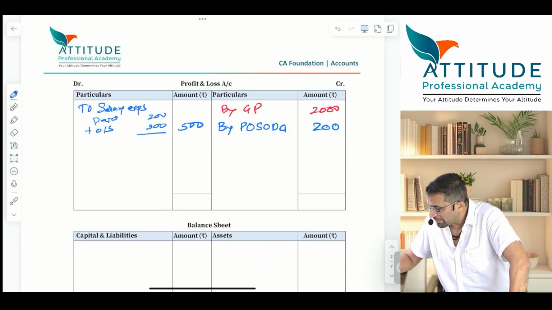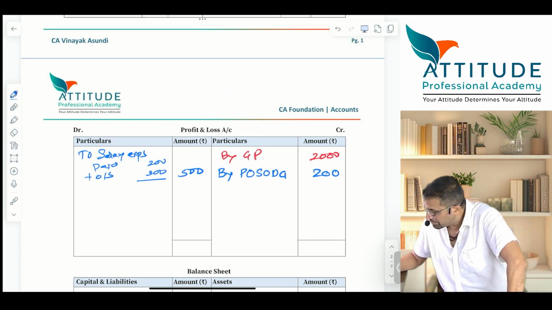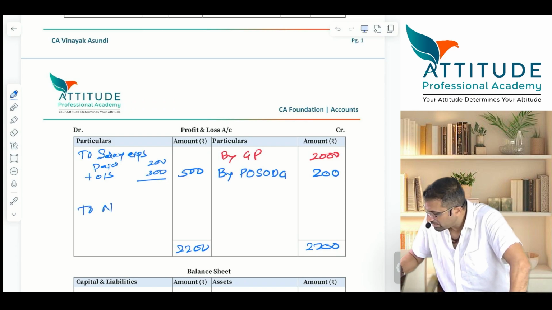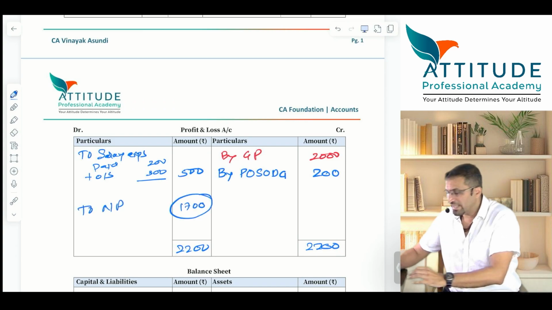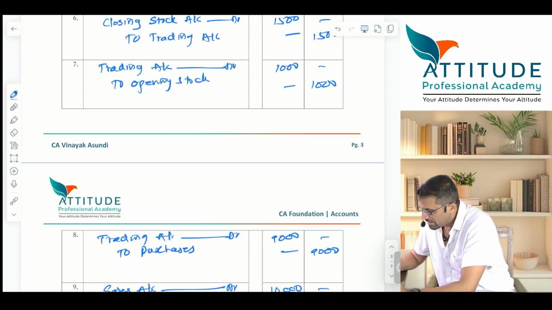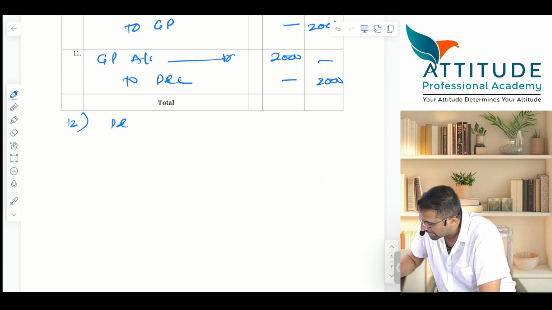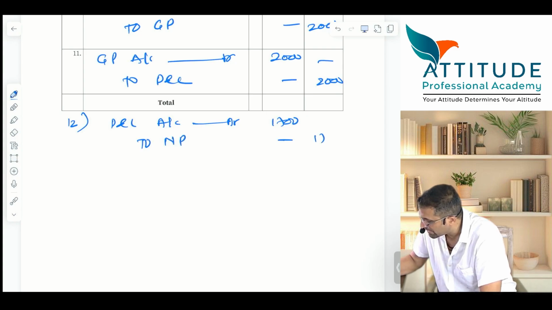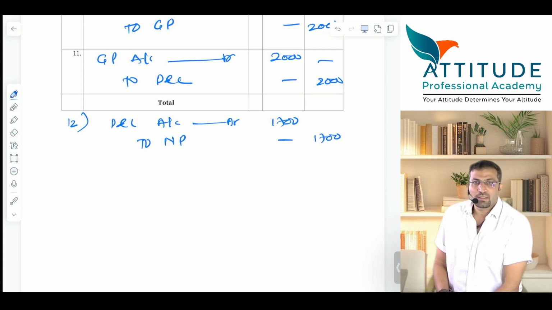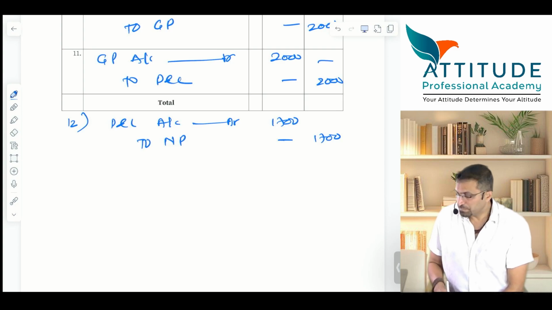आ जाओ. Net profit भी करेंगे हम. 2200. 1700 is net profit. Guys, 1700 is net profit. Entry. Very good. Please tell me. Go ahead. P&L account debit 1700 to net profit account 1700. All of you getting it?